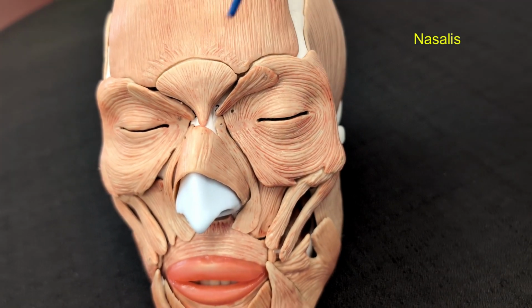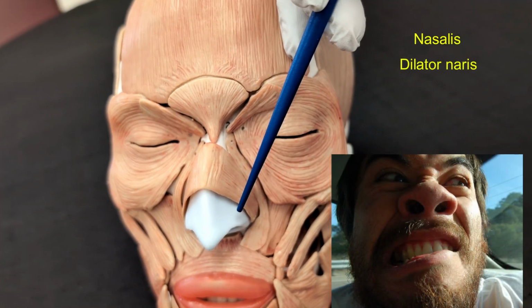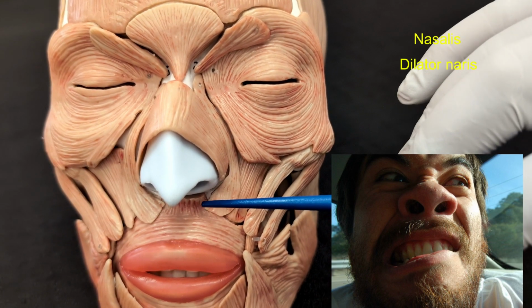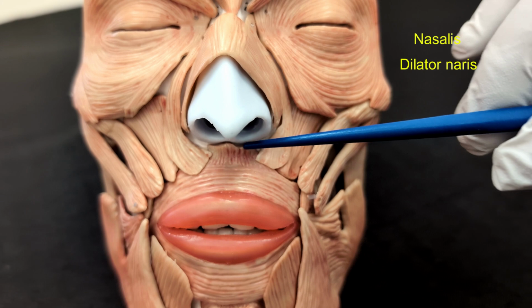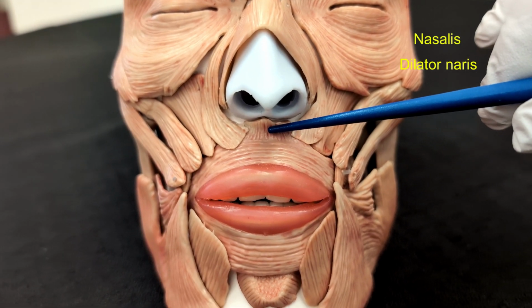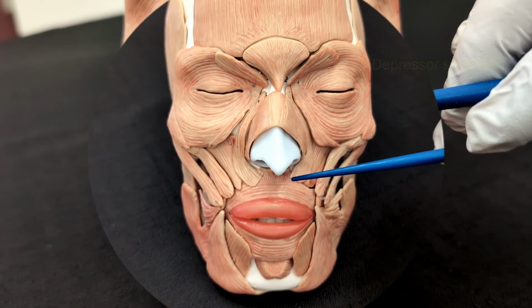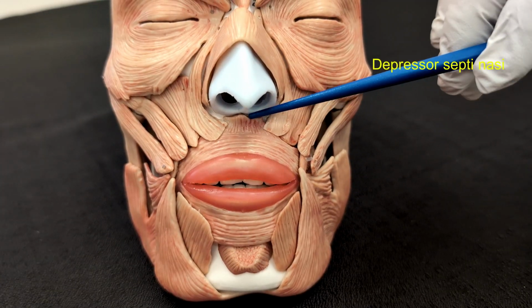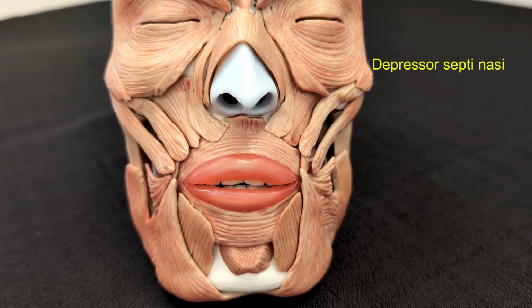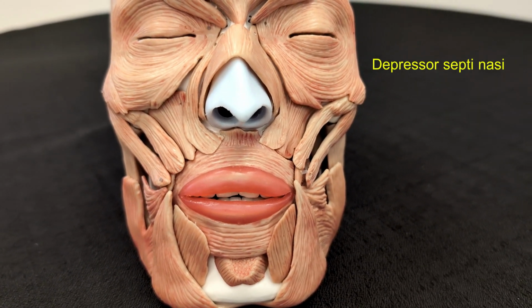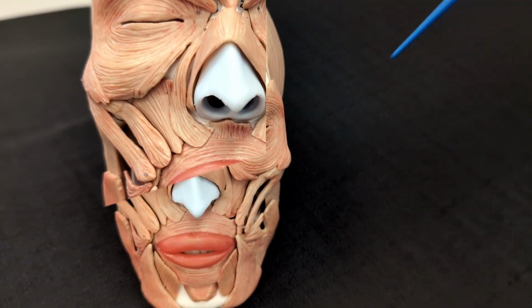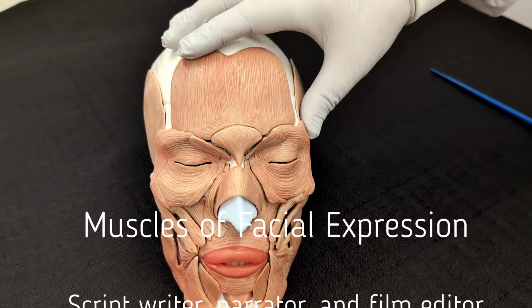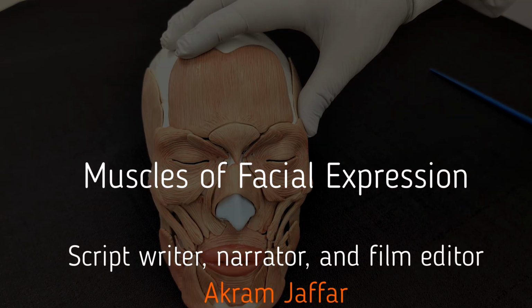The alar part, which is the dilator part of the muscle, as I said, is not shown clearly here, but actually it fuses with these few muscle fibers, which you can see here, the depressor septi nasi muscle. These muscle fibers are attached to the nasal septum and draw the ala of the nose downwards. Okay, so this concludes our study of the muscles of facial expression. Thank you very much.